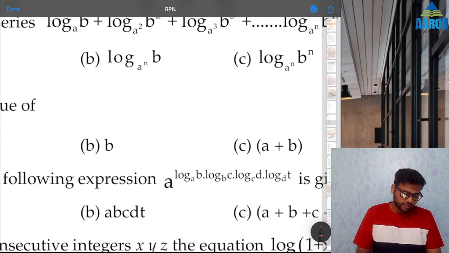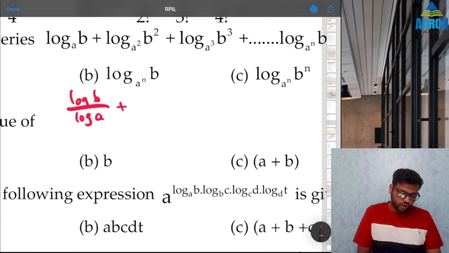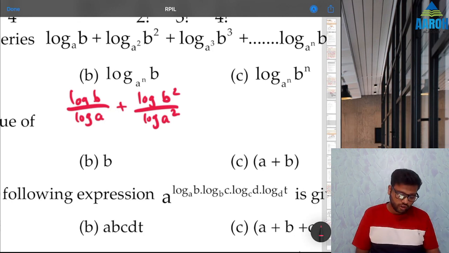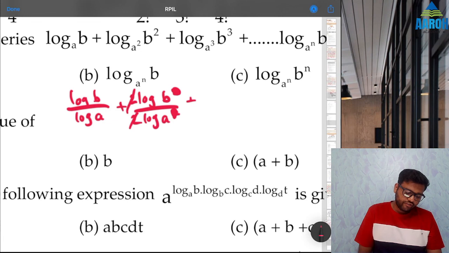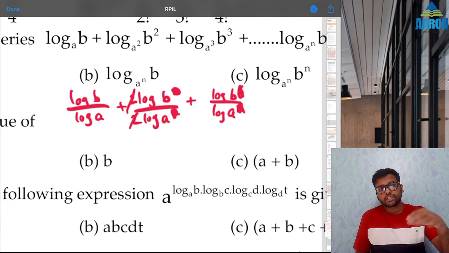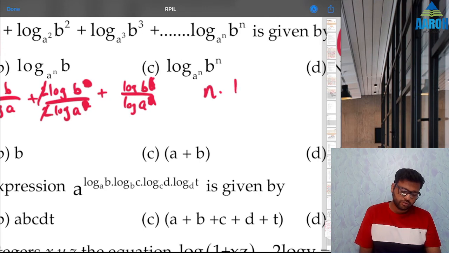First term will be log b upon log a. Second term will be log b square upon log a square, but I can take that 2 down, because log b raised to 2 is equal to 2 log b. So I can write this 2 here, and similarly this 2 here. So the 2 will be cancelled. It is again log b upon log a. If you observe, the next term is log b cube upon log a cube, which is nothing but 3 taken out and cancelled. So log b upon log a. So we just have log b upon log a plus log b upon log a plus log b upon log a, n times. So it is nothing but n times log b upon log a.